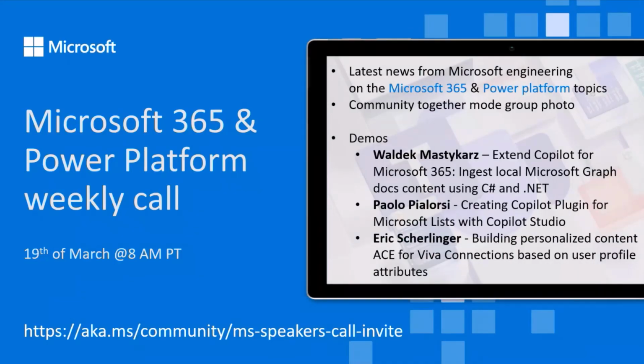Next week, we have Waldek, Paolo, and Eric with demos on the 19th of March. Waldek is going to talk about extending the Copilot for Microsoft 365. Paolo is going to talk about creating a Copilot plugin for Microsoft Lists with Copilot Studio. So that's for Microsoft Lists and SharePoint Lists, of course, using Copilot Studio, a low-code, no-code option for creating those Copilot plugins, which is really cool. And then Eric is going to talk about building personalized content ACE for Viva Connections based on user profile attributes. So how would you use the user profile attributes to filter and show the relevant content for the end user?